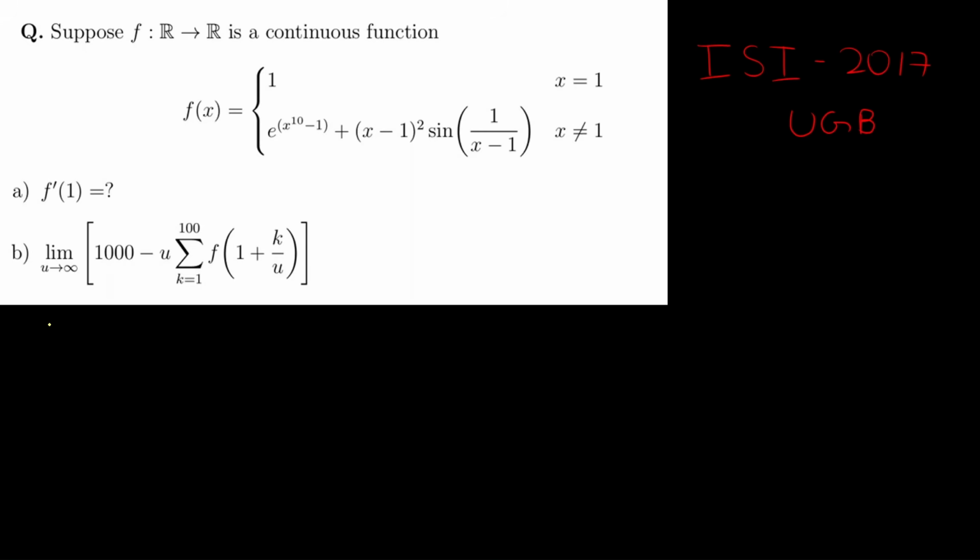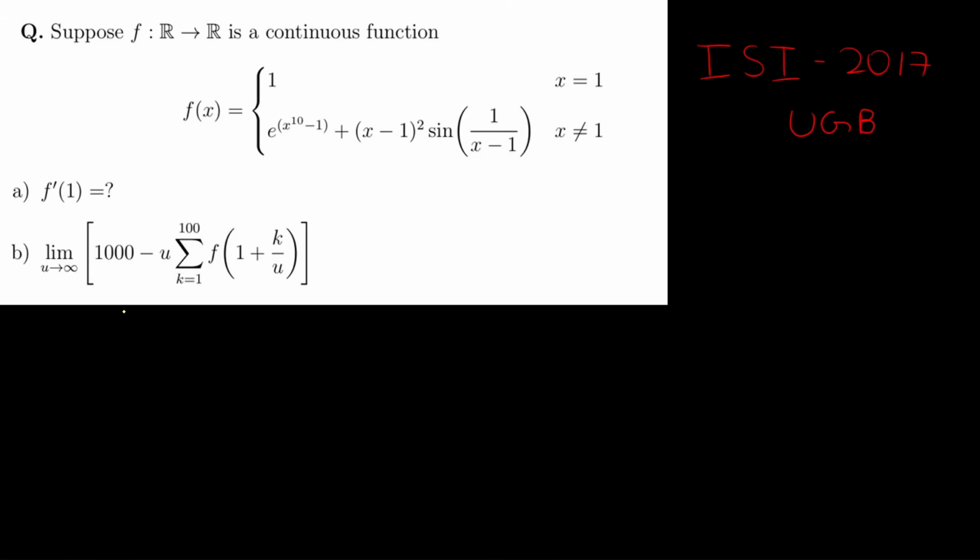This is a PYQ of the ISI examination. It was asked in UGB. UGB is nothing but the part in the ISI test paper which tests our subjective writing skills. We are supposed to write the proof of this problem, not only get the answer. But now let's see how to solve this question via the first principle of derivative.